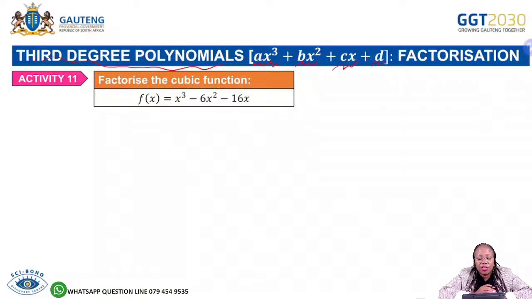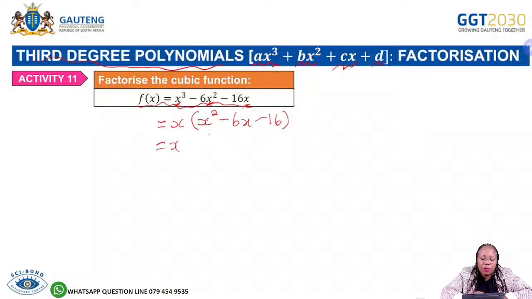Factorize the cubic function. In this case, we are given f(x) equals x cubed minus 6x squared minus 16x. This one is a little bit easier, grade 12. Why? Because we have a common x throughout your f(x). There's an x there, there's an x, there's an x. So you can factorize this by taking x common, and on x cubed you'll be left with x squared, minus 6x for the second one, minus 16 on the third one.